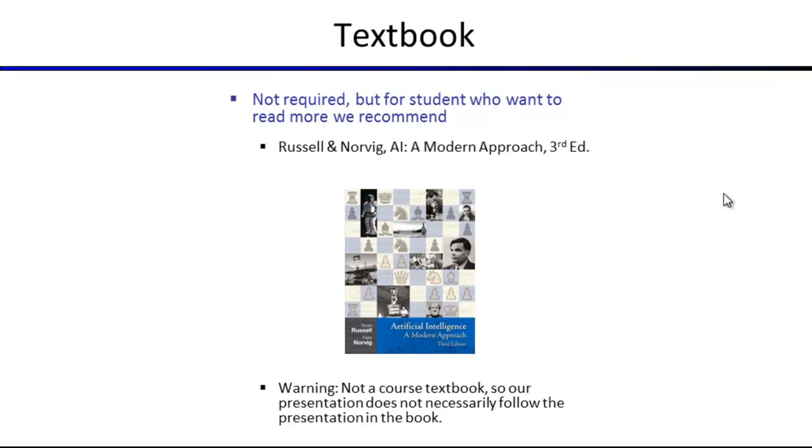There is one AI textbook that's kind of the standard book. That's the reference for almost all AI classes. It's by Stuart Russell from Berkeley and Peter Norvig from Google. It's a good book, but it doesn't exactly follow how we do things in this class. So what's in there is great, but sometimes the way things are explained are different.